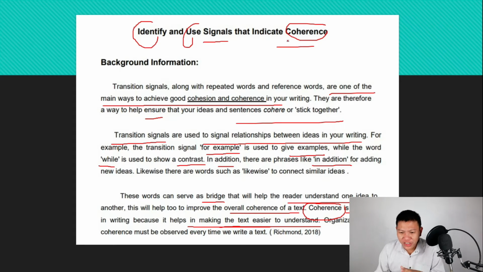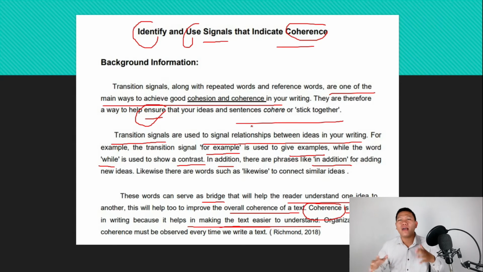Now, I have underlined here important terms. Allow me to explain each. So it says, transition signals along with repeated words and reference words are one of the ways to achieve good cohesion and coherence. So in order for you to achieve the coherence I was talking about a while back, you must be able to know how to use transition words. They ensure that your ideas and your sentences cohere or stick together, right?